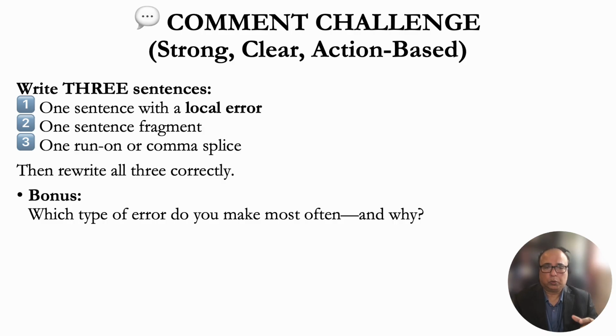You've learned rules. You've learned how to fix local and global grammar errors. I need you to write 1 sentence with a local error. I need you to write a sentence fragment and 1 run-on or comma splice. So do both. Write 1 sentence that has a run-on, another one with a comma splice. And then first, write them incorrectly. Write 3 ungrammatical sentences. Right? This is strange. You're saying this professor wants me to write wrong sentences, but it's for your own good.